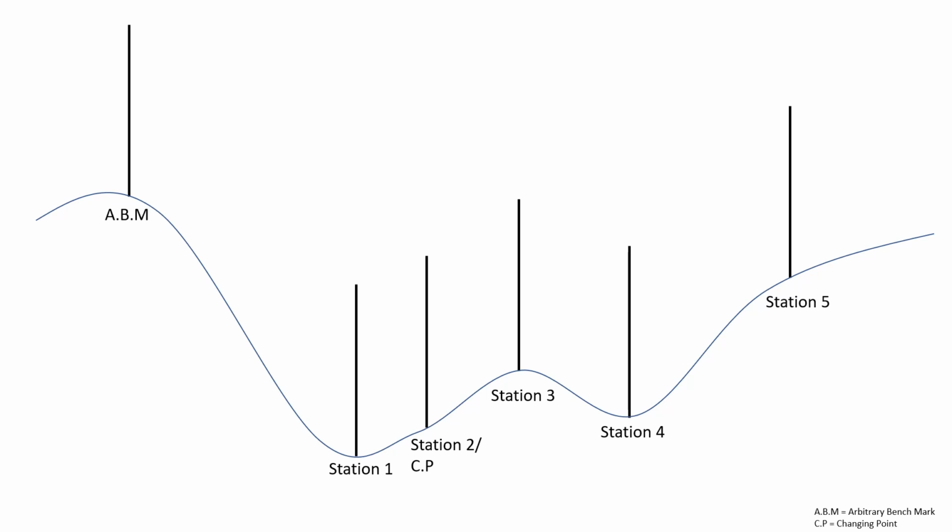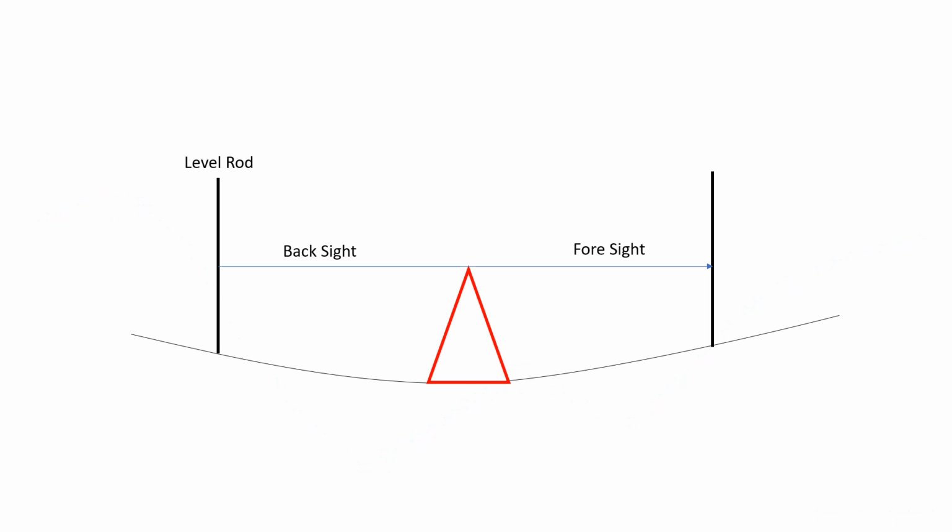We can see from this that what we're going to go through is the rise and fall method, and we're going to measure the rise and the fall between the ABM and station 5. Of course, we can see this is not direct, but has stations 1, 2, 3, 4 in between. This is the reason we're going to implement the rise and fall method.